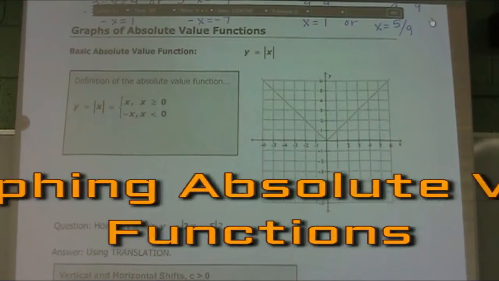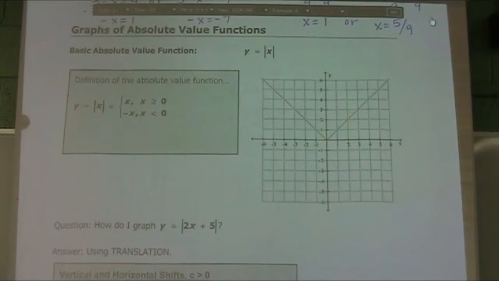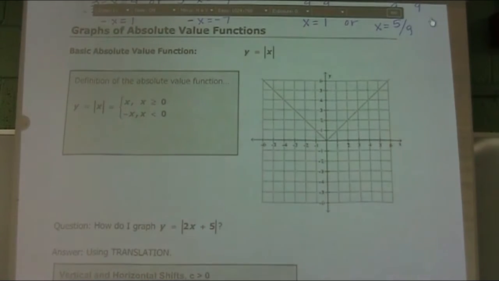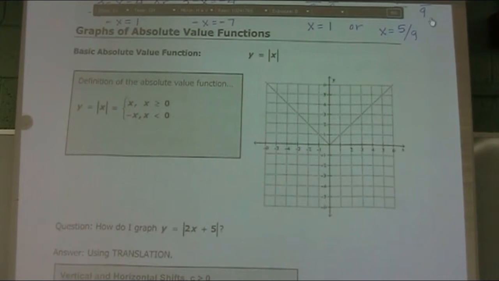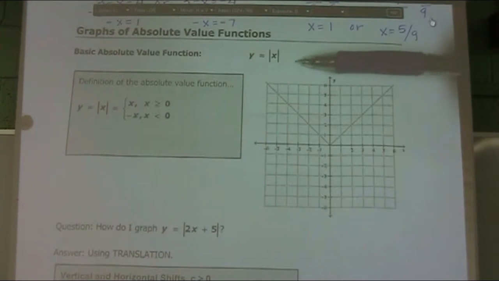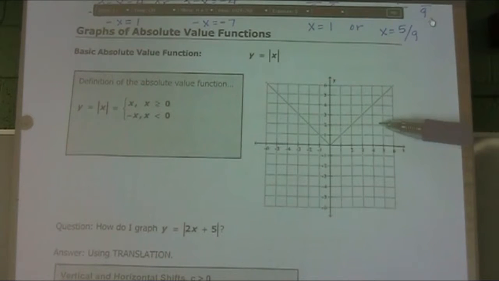So we're going to be talking about the graphs of absolute value functions. And all absolute value functions have the same basic shape. They're just manipulated a little bit depending on what else is in the equation. Our basic absolute value function is this right here: y equals the absolute value of x. And the way that this is graphed is like this. Looks like a big V.